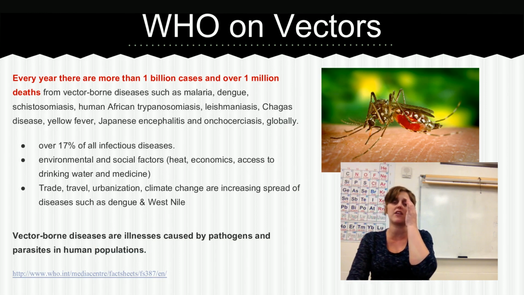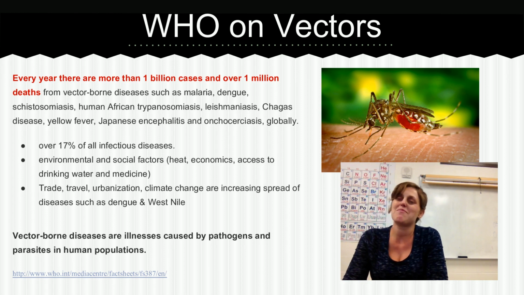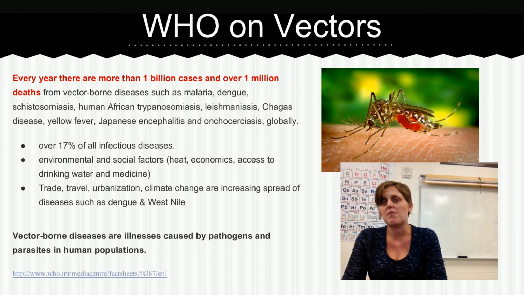So the World Health Organization has some things to say on vectors. In fact, more than 1 billion cases and over 1 million deaths are from vector-borne diseases such as malaria, dengue, human African trypanosomiasis, I can't pronounce all those words, but lots of them, and typically they're from mosquitoes. We are really lucky because we have access to things like DEET and other natural repellents here.